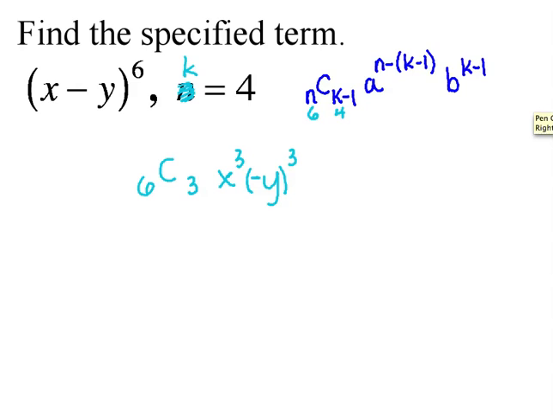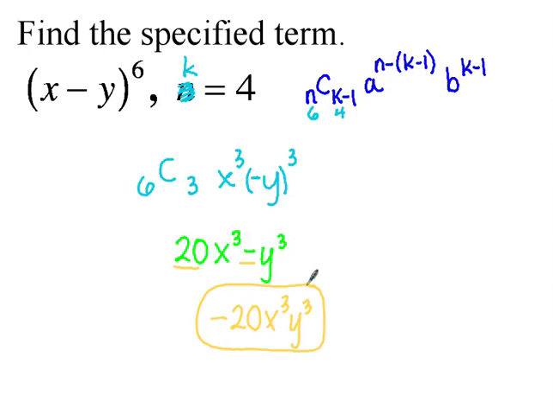So now what's 6 choose 3? 6 choose 3 is 20. Okay, so I have 20 x cubed. Negative y cubed is just negative y cubed. So my final answer, I'm going to combine the negative and the 20 and get negative 20 x cubed y cubed.